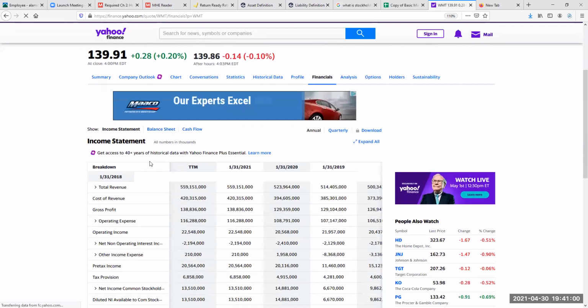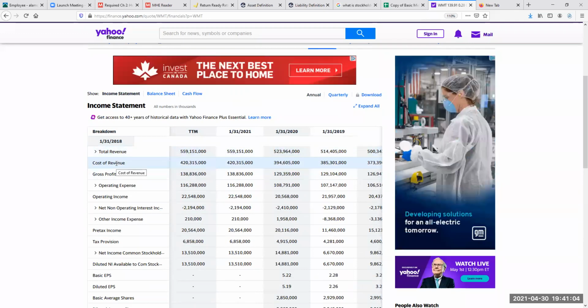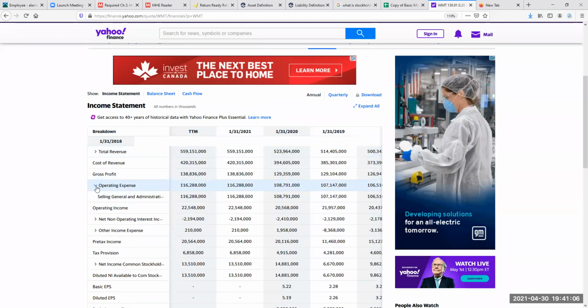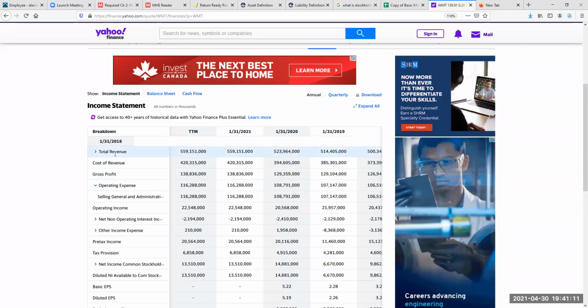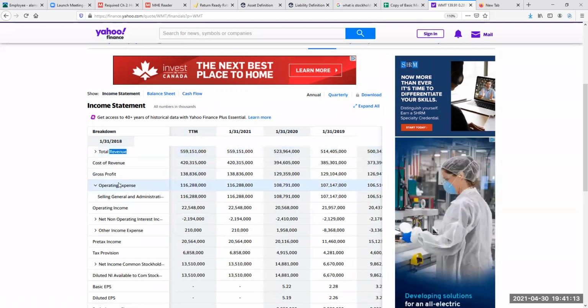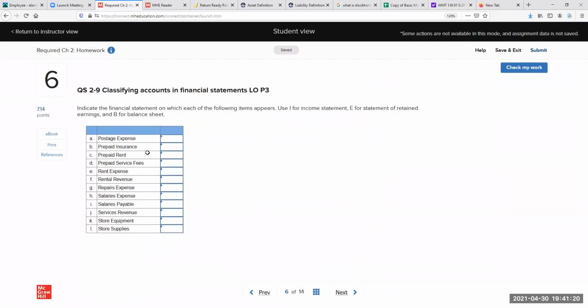On the income statement, look what's there: revenue, cost of revenues, and expenses in your operating expenses. The only types of accounts on an income statement are revenue and expenses. So when you go over here, find the revenue. Oh, there's one. There's a revenue, prepaid service fees. There's an expense. There's a revenue, expense, a revenue. So those all go on the income statement.